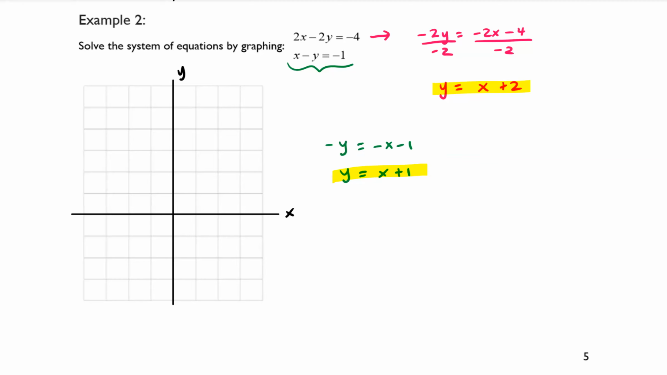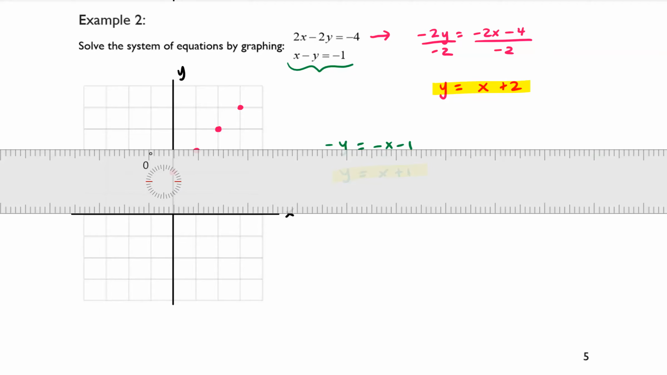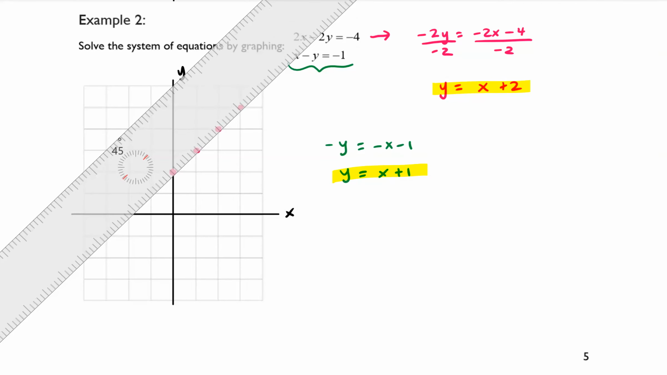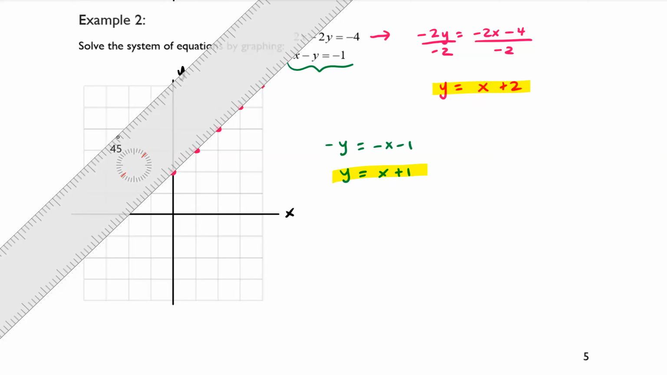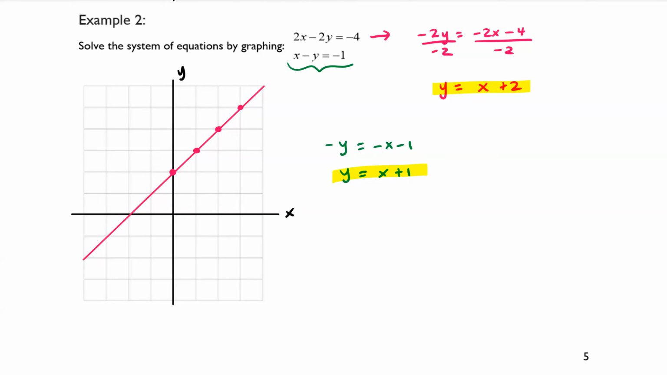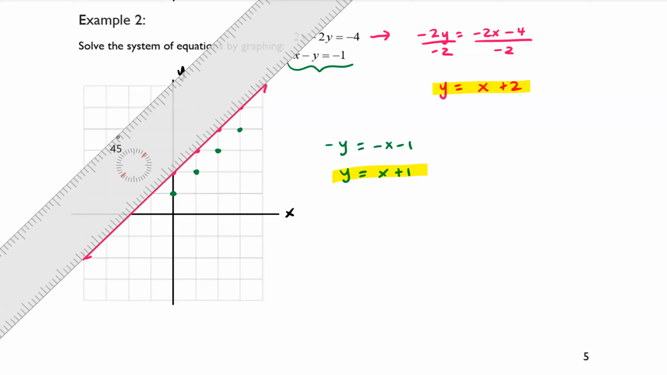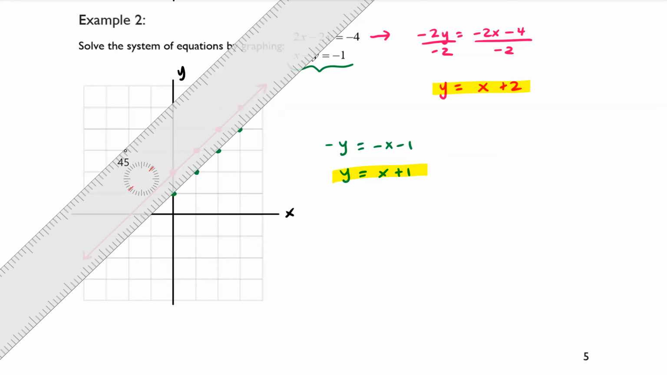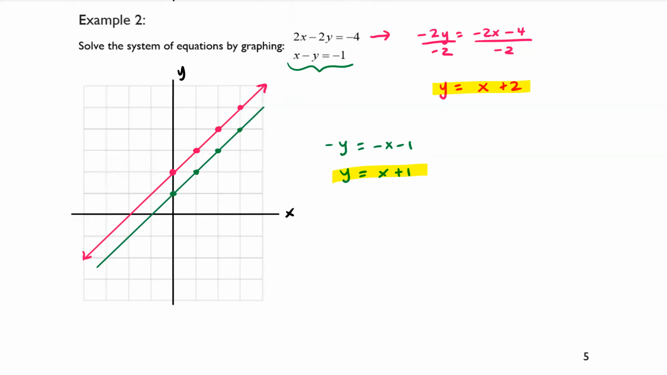So y equals x plus 2 has a y-intercept of 0, 2. And we could go up 1, right 1, up 1, right 1, up 1, right 1, so on and so forth. And so I can go ahead and connect those. And then my second line has a y-intercept of 0, 1. And I could go up 1, right 1, up 1, right 1, up 1, right 1, so on and so forth. I can go ahead and connect those.